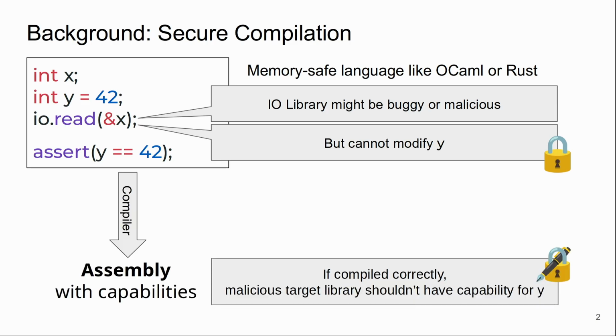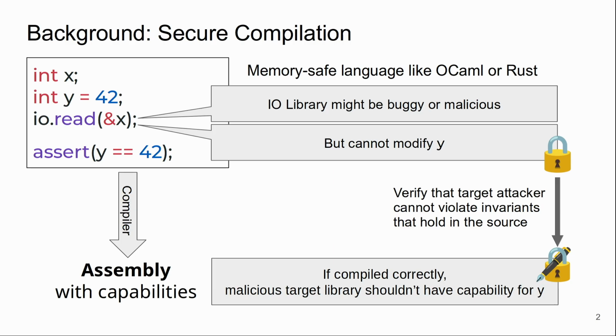In order to guarantee this after compilation, a secure compiler could, for example, compile to assembly with capabilities. Then if compiled correctly, a malicious target library should not have a capability for y. And then it's guaranteed by the hardware that the adversary, the malicious target library, also cannot modify y. So the goal of this line of research is to verify that such a compiler is indeed secure. That means that a target attacker cannot violate any asserts that hold in the source.